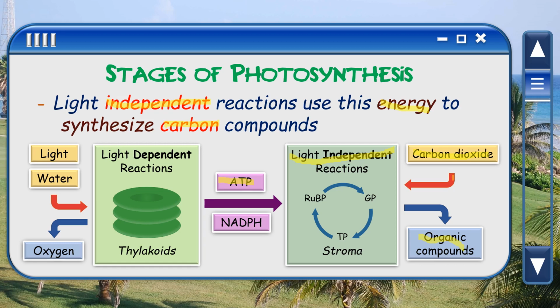So those are the two stages of photosynthesis. The light-dependent stage uses sunlight energy to produce energy, ATP. And then the light-independent stage or reaction is going to use that energy, which is from ATP, from the light-dependent reaction. We'll use it to combine the carbon dioxide to produce organic compounds.